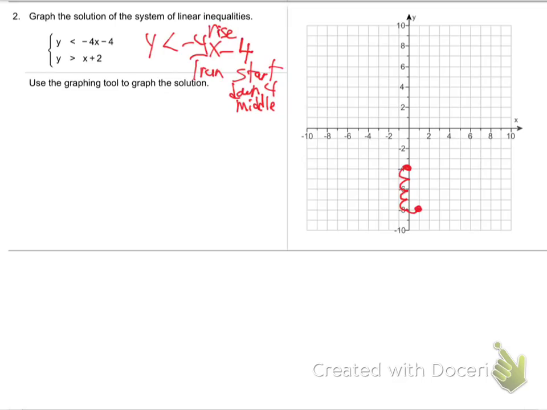I'm going to keep doing that. Up 4 over 1, 2, 3, 4 over 1. So there's how the dots go. Now, it's going to be a dotted line. Why is it a dotted line? There's no solid bar here.